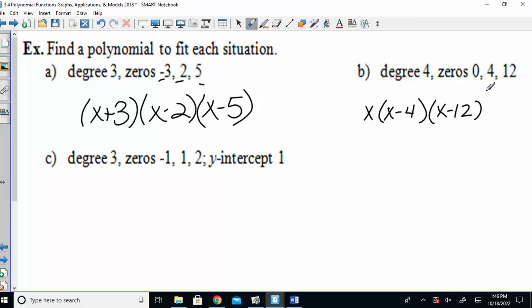But currently this would only be degree 3. So what's the easiest way to make it a 4? Just square one of them. It doesn't matter which one.